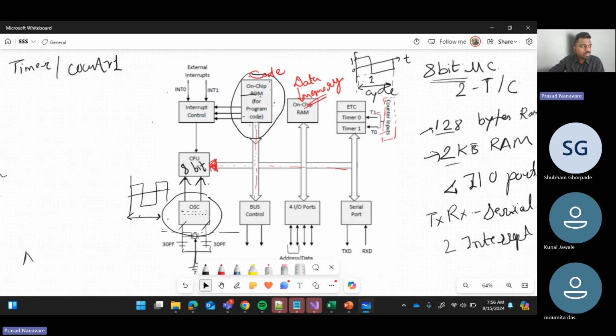Now let's say you want a different frequency to calculate the time. I will tell you later how to generate a square wave at the output port of the controller using a particular frequency. For that we have the T0 and T1 pins. Now what are these T0 and T1?